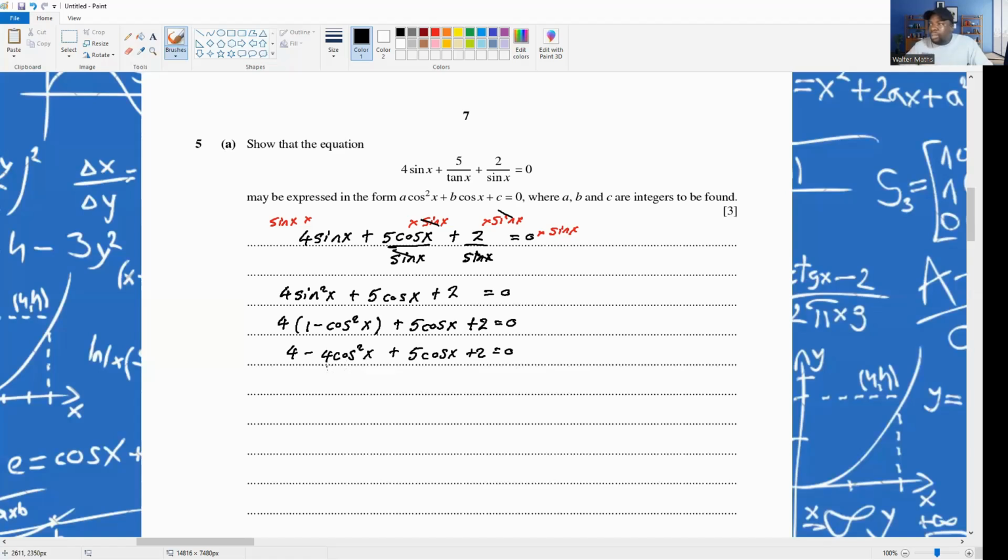Starting with the minus 4 cos squared x, it will become positive 4 cos squared x. This will become minus 5 cos x. And for 4 plus 2, which is 6, it will become minus 6. Remember, we are dividing everything by -1. So this is the equation we'll now have, and this is what they want us to express. Our a is 4, our b is -5, and c is -6.